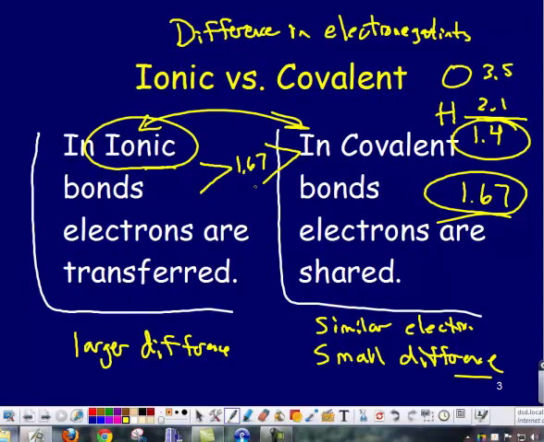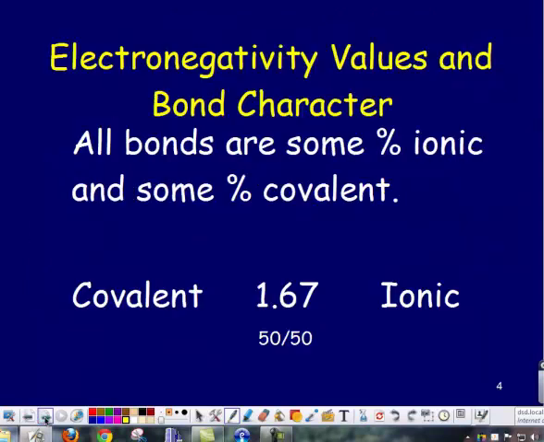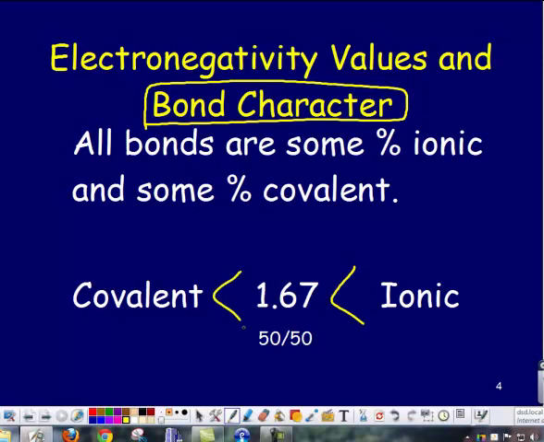Now that sort of muddies the water with these two definitions. And this sort of helps. It is called bond character, and you can look up charts of that. They have differences in electronegativity listed next to percentages of ionic or percentages of covalent. So there's that 1.67 value again. And we're talking again there about the difference in electronegativity.